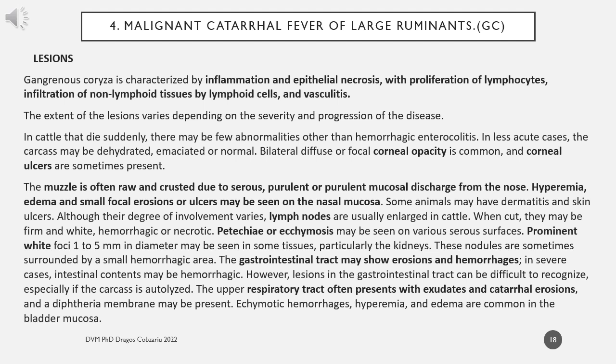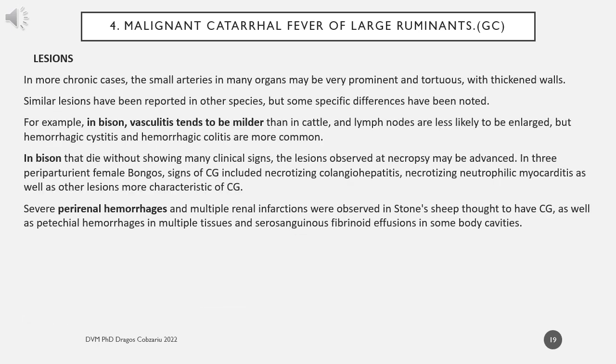However, lesions in the gastrointestinal tract can be difficult to recognize, especially if the carcass is autolyzed. The upper respiratory tract often presents with exudates and catarrhal erosions, and a diphtheria membrane may be present. Ecchymotic hemorrhages, hyperemia, and edema are common in the bladder mucosa. In more chronic cases, the small arteries in many organs may be very prominent and tortuous, with thickened walls.